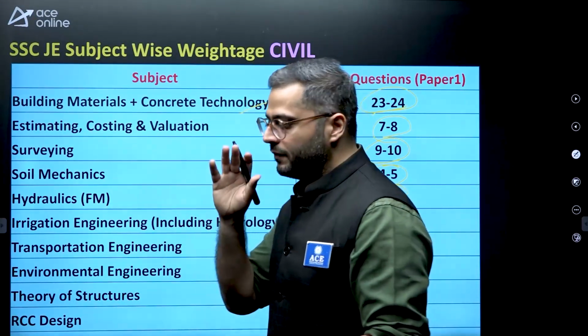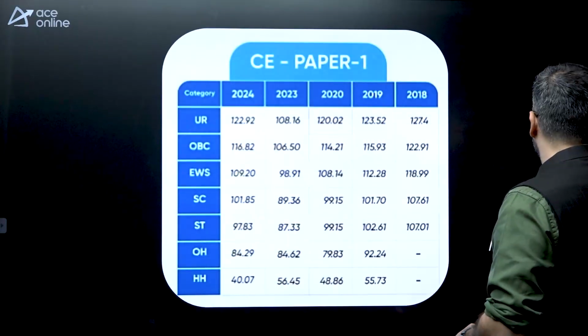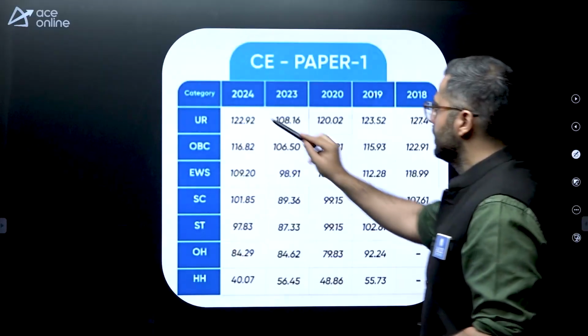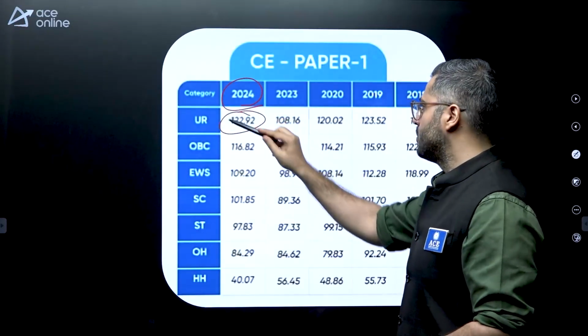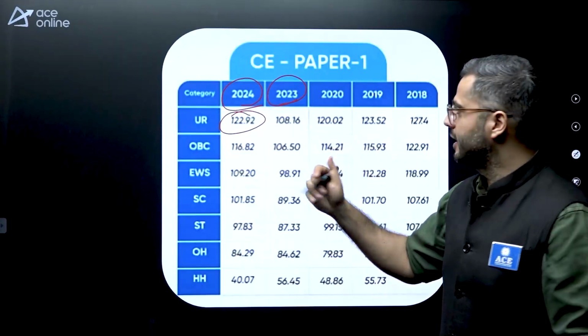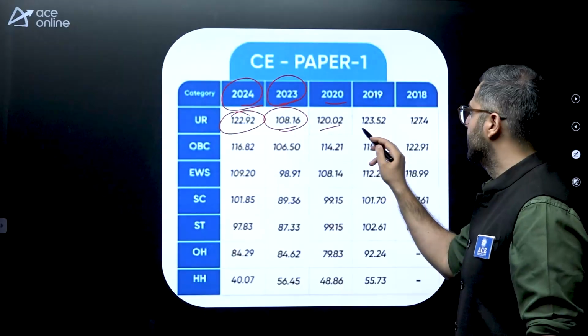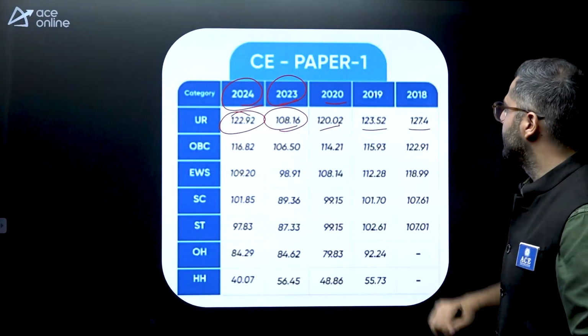And what has been the cutoff for paper 1, you can see it over here for the last couple of sessions and years. For 24, you can see 122.92. For 23, the seats were on a higher side. Because of that, the cutoffs were a bit less. For 2020, 120, 123, 2019, and 127, 2018.